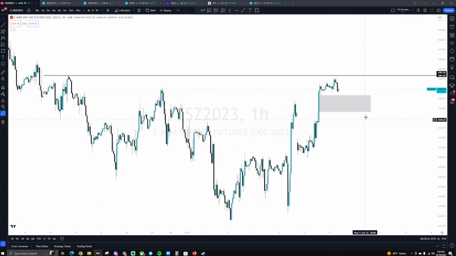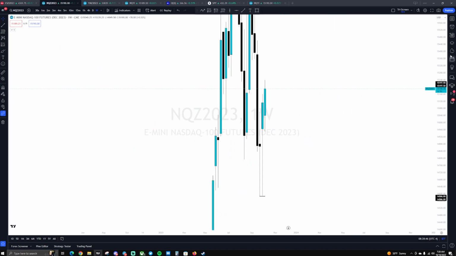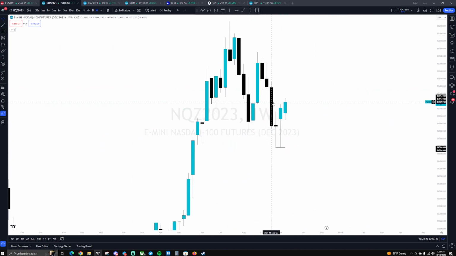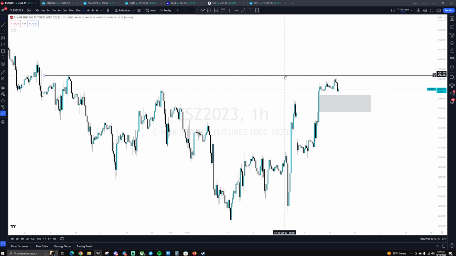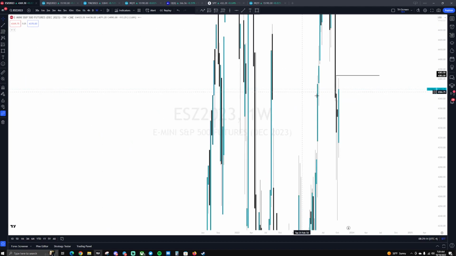If we violate this, then it's because NQ is already tapped into its weekly fair value gap here. But as you can see, NQ tapped into it last week as well, and we haven't really rejected from there. You see, we're still kind of pushing. I think that's because ES is going to want to tap into its weekly and maybe its daily as well. So that's what I'm looking for today. If this holds, look for 4,383.50, which would be the weekly FVG.